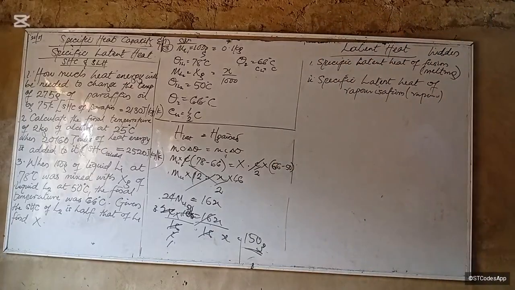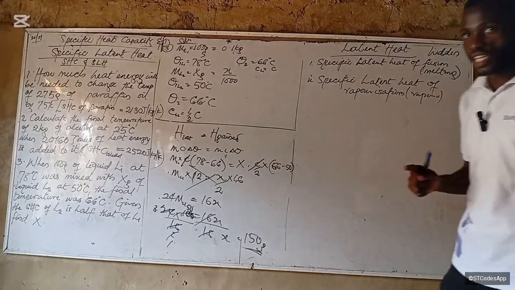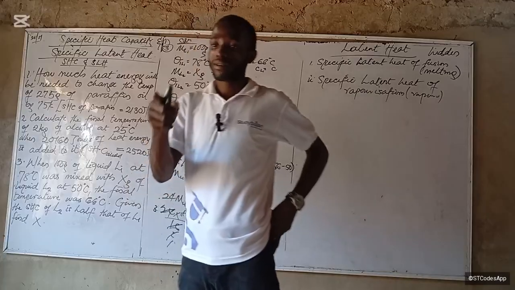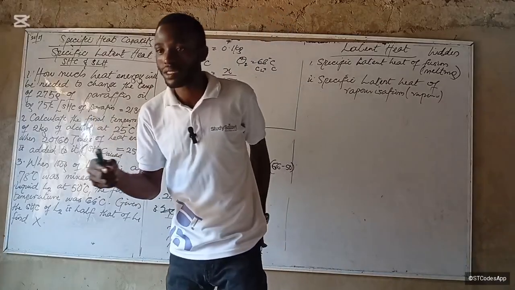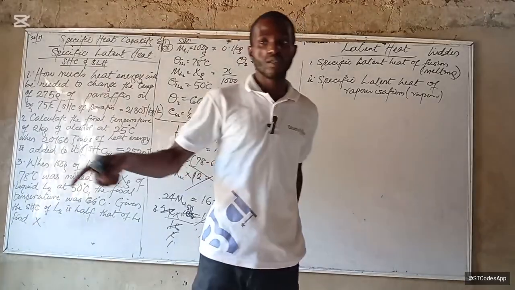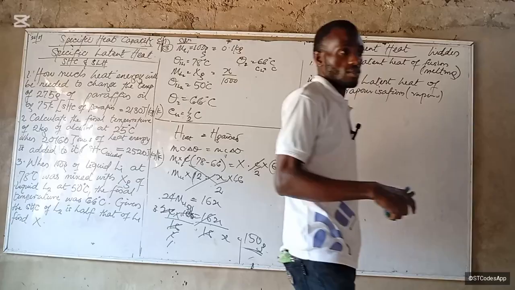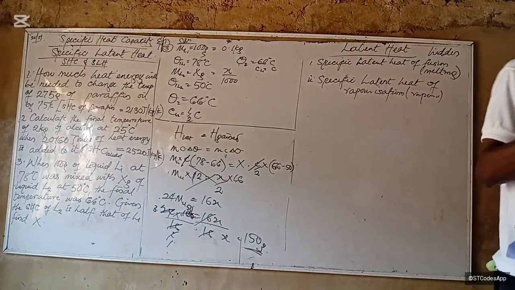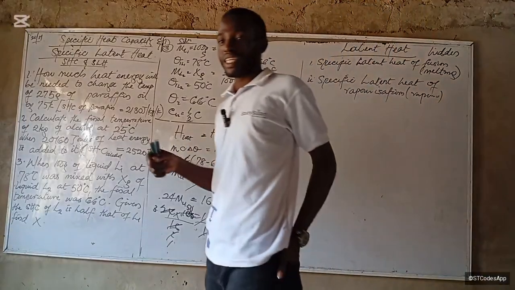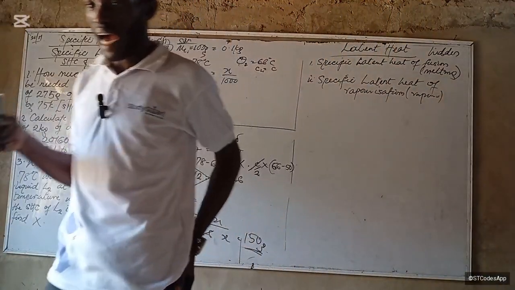So in the formula, you will not see a change in theta. Alright, right now. The specific latent heat of fusion of ice, into bracket melting, is the quantity of heat required to melt a unit mass of ice.